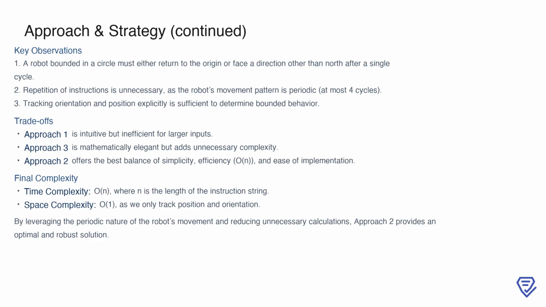When comparing the approaches, brute force simulation is straightforward but inefficient for larger inputs, while mathematical modeling offers precision but involves unnecessary complexity. The single-cycle check stands out as the optimal approach, providing a time complexity of O(n), and requiring only constant space to track the robot's state. By leveraging the periodic nature of the robot's movements, this method eliminates redundant calculations, making it both robust and efficient. This balance of simplicity, efficiency, and correctness makes it the ideal solution for this problem.